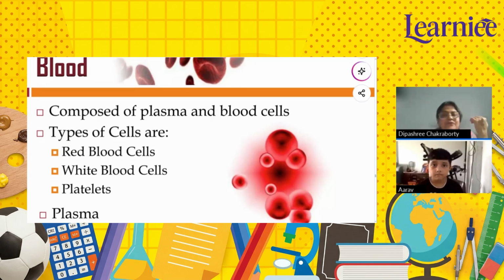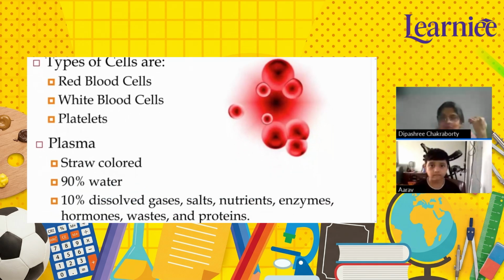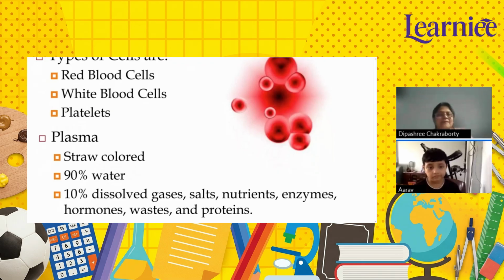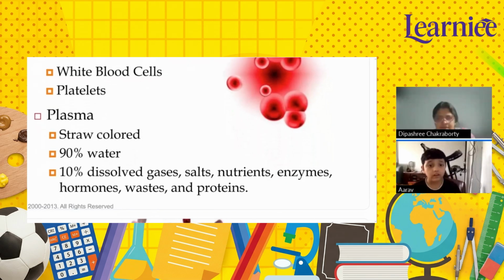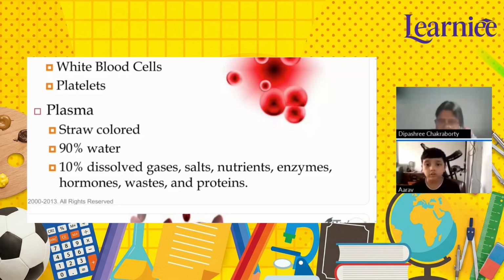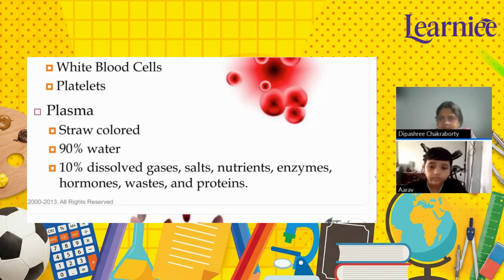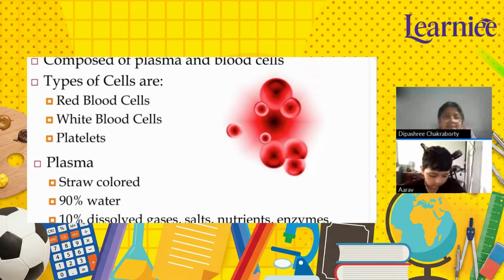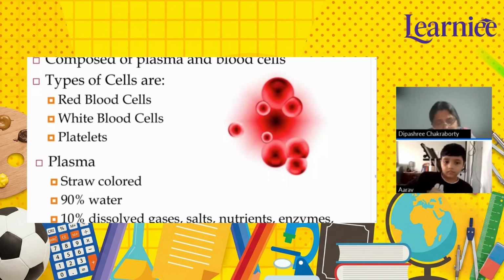Now coming to another topic, plasma. We are going to know now about plasma. The color is straw color. It is 90% water and 10% dissolved gases, salt, nutrients, enzymes, hormones, wastes and proteins. Only know the names now. This doesn't come under the types of blood cells. It is a different part, but it is also a component of blood.